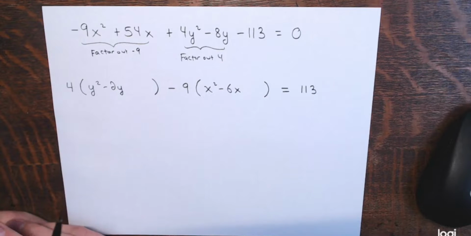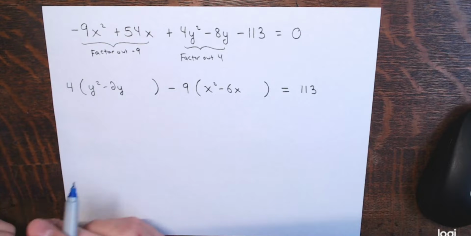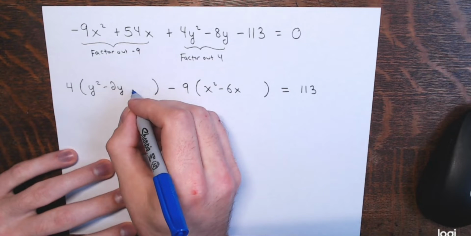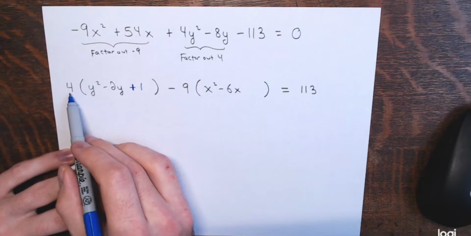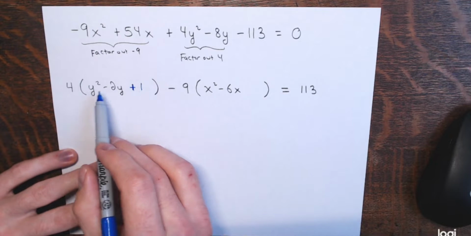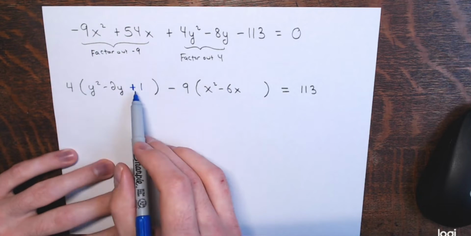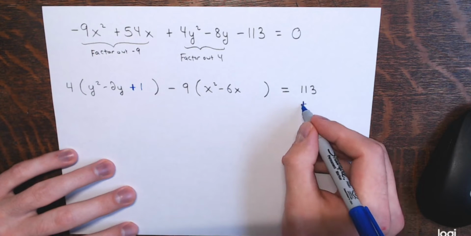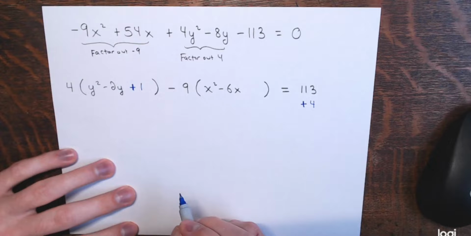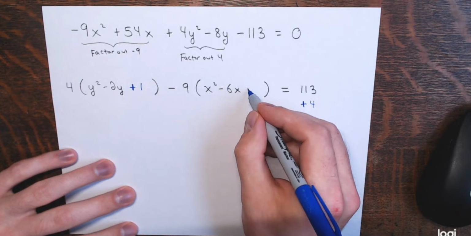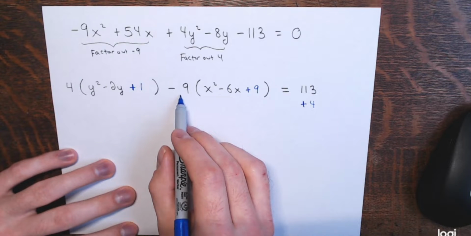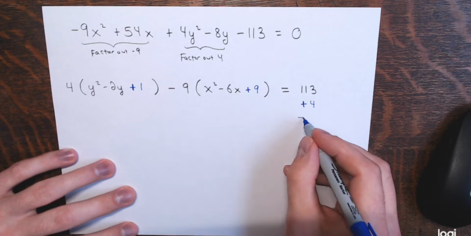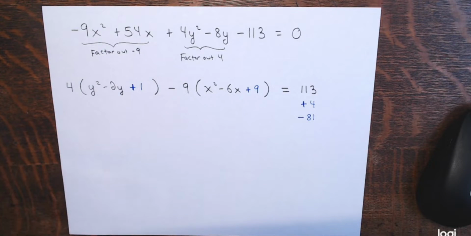Okay, now comes the completing the square part. On the y's, I'd be adding 1 in here in the parentheses. But remember, you got to remember what you factored out. If I add 1 in here, that's really adding 4 to the left side, right? 4 times 1 is 4, so I need to add 4 to the right side. And then for the x's, I'd be adding 9 to complete the square. But remember, I factored out a negative 9. Negative 9 times 9 is negative 81. So I need to put a minus 81 on the right side as well. So pay attention to what you factored out. Okay.